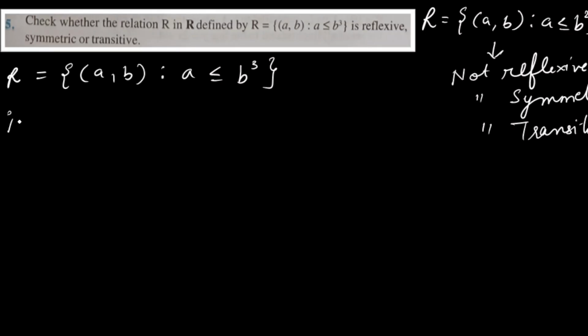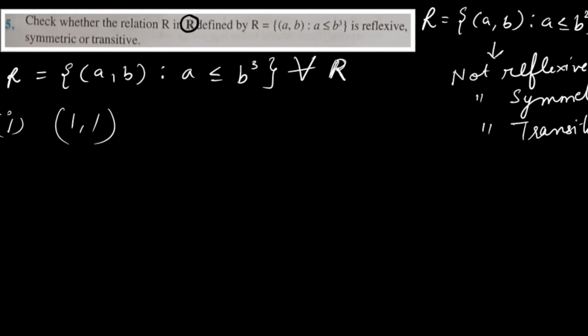Maybe for reflexive you will take the ordered pair 1 comma 1. But see, real numbers are mentioned, so we have to choose from real numbers. This means any real number. For all real numbers, the relation should be true.